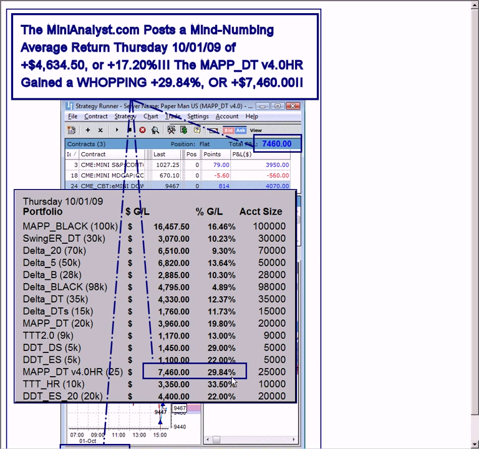30%. The actual leader for yesterday was a combination of our dual day trader DS and our dual day trader ES portfolios, both of which gained handsomely yesterday, in the 20%s. Dual day trader DS almost gaining 30%. But a combination of these two portfolios yielded, again, it's an HR portfolio, an astounding 33.5%, or $3,500 on a $10,000 portfolio. So definitely was a banner day yesterday.